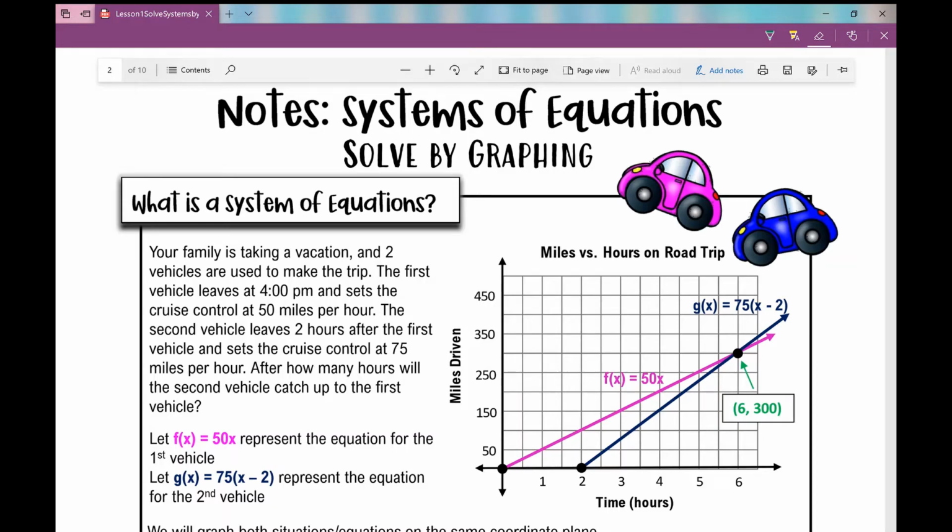Today we're going to be talking about systems of equations, and we're going to be solving systems using the graphing method. So first let's talk about what a system of equations is.